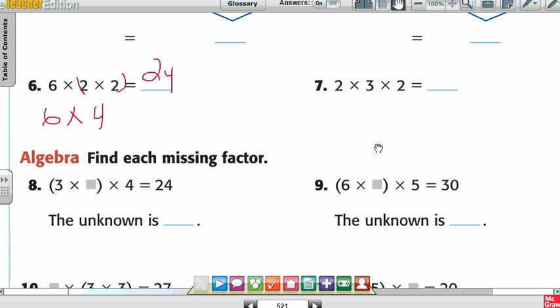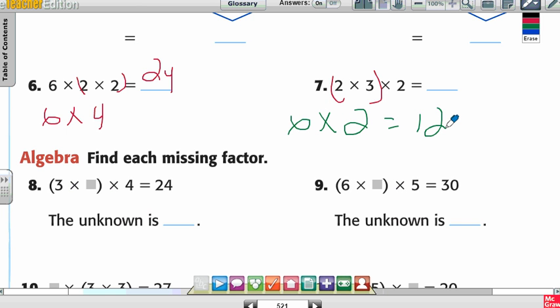So for number 7, doesn't really matter which one I put the parentheses around. I'll do the first one there. So then I have 2 times 3 is 6. And then bring down the 2. And then 6 times 2 is 12. So 2 times 3 times 2 is 12.